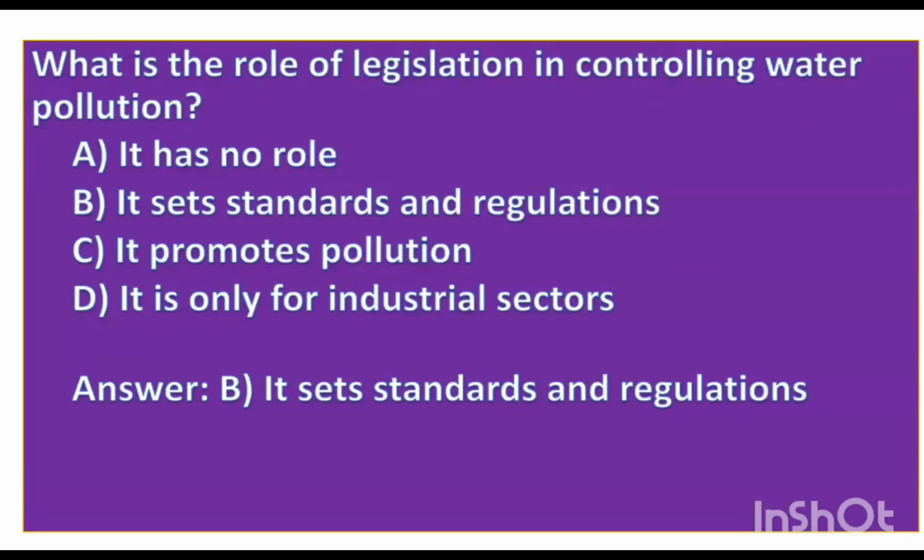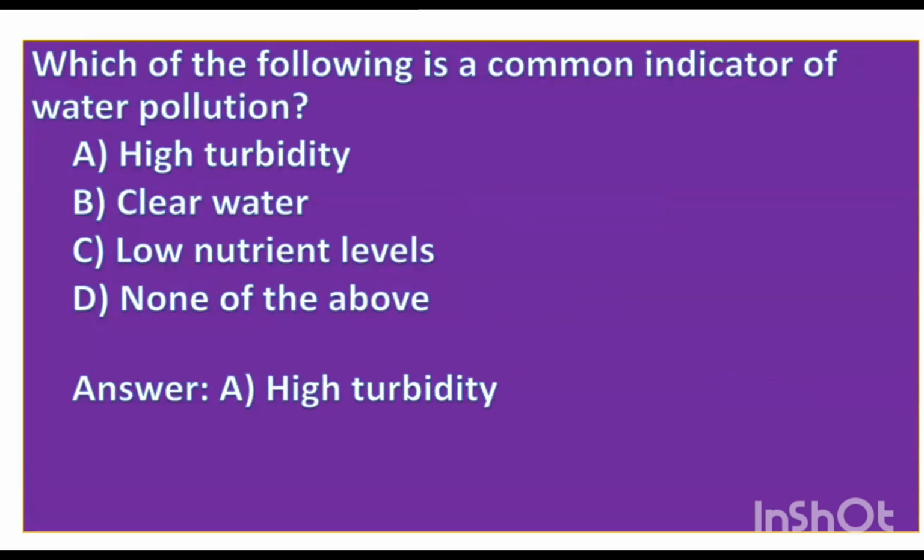What is the role of legislation in controlling water pollution? It has no role, it sets standards and regulations, it promotes pollution, it is only for industrial sectors. Answer: it sets standards and regulations. Which of the following is a common indicator of water pollution? Options: high turbidity, clear water, low nutrient levels, none of the above. Answer: high turbidity.